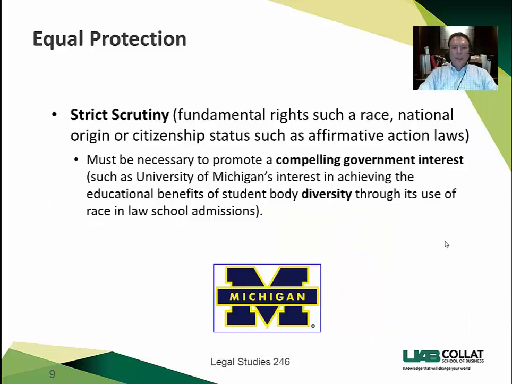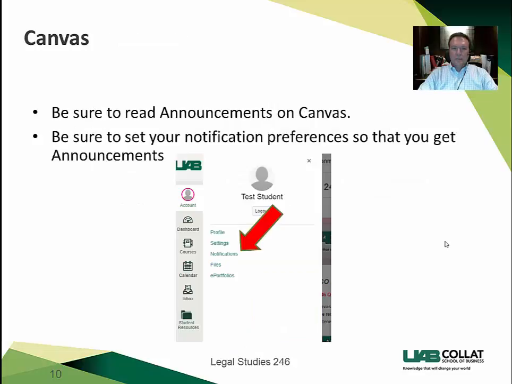Finally, we will be looking at equal protection, the clause in the Constitution that says that the government must provide equal protection for everybody. What does that mean when a government agency, such as the University of Michigan, gives preferential treatment to one part of the population, in this case to African Americans applying to the University of Michigan?